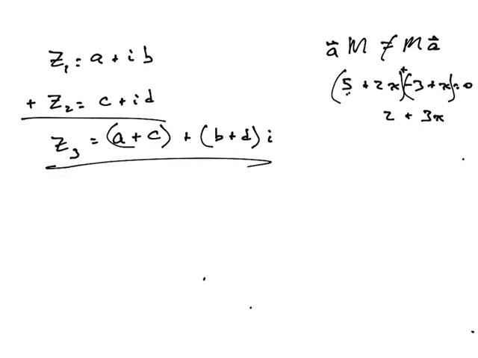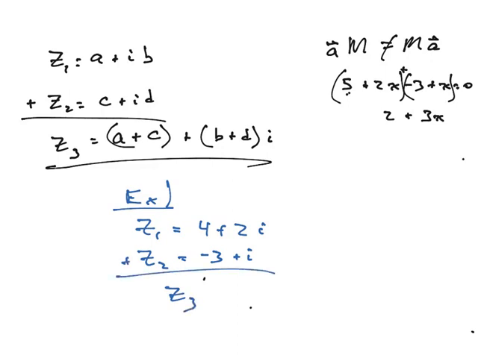So for example, let's say we have z1 is 4 plus 2i, and z2 is minus 3 plus i. And I want to add these two things together to get a final answer, z3. So z3 is going to be, well, I add the real parts together, so 4 plus negative 3 is equal to 1. And I add the imaginary parts together, 2i plus i is 3i. And so there's my answer. 1 plus 3i would be the complex number, which is the sum of these two complex numbers.